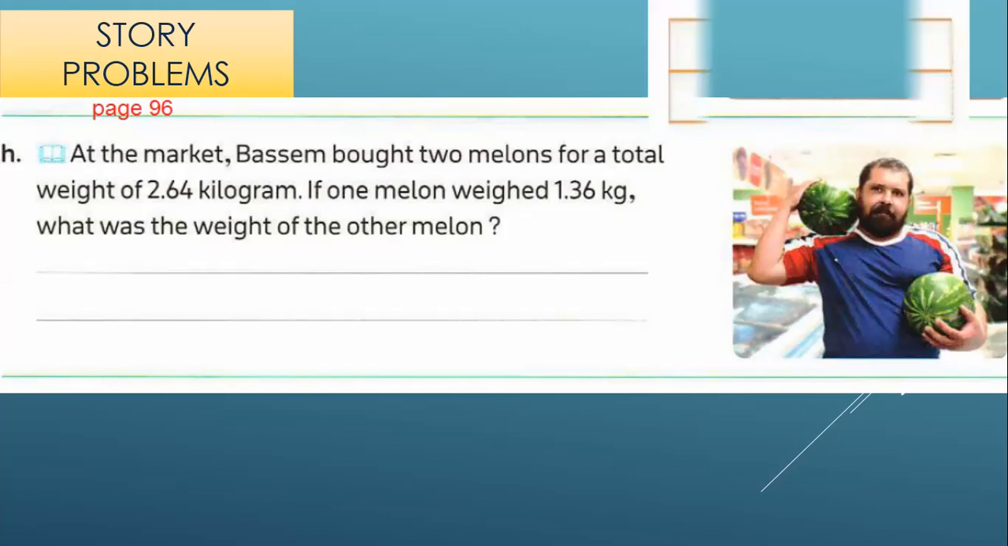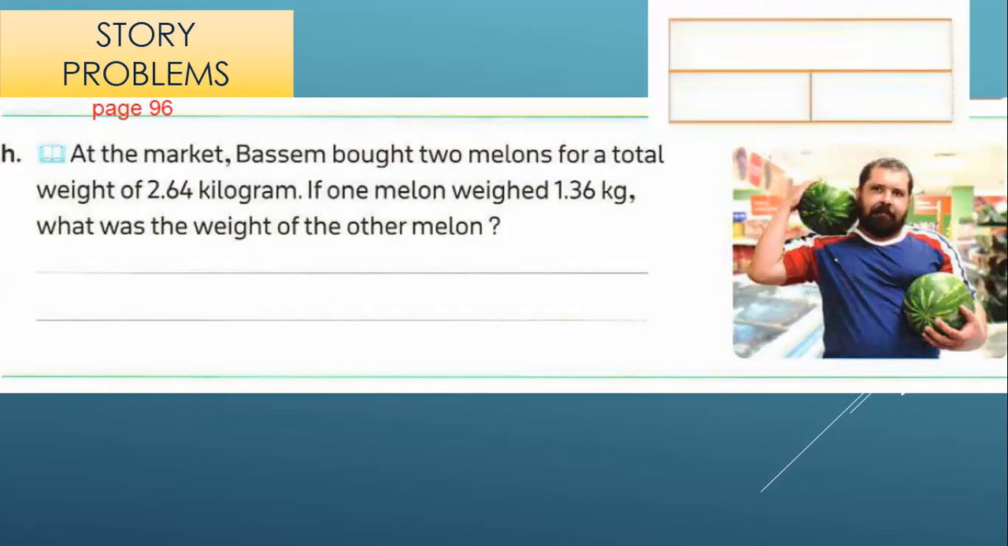So what will we do? If we write it here in the bar model, what will we write? Okay, we will subtract to get the weight of the other melon. But what will we write here? The total, what is it? The greatest number, 2.64. Very good. The greatest number, 2.64 here, kilograms, of course.